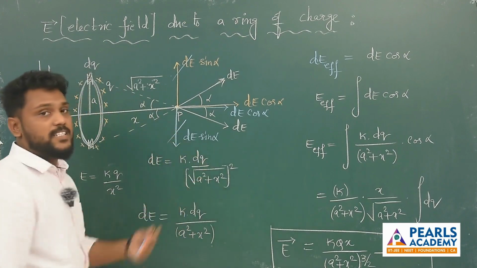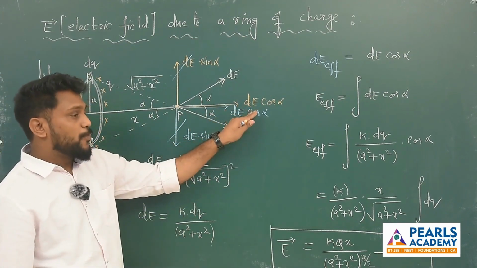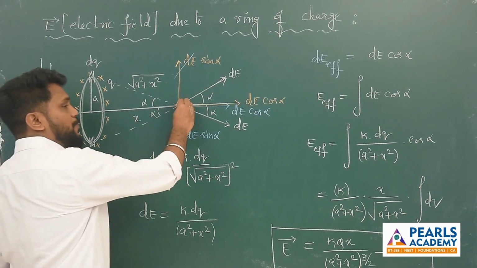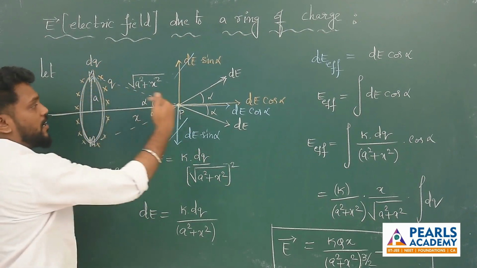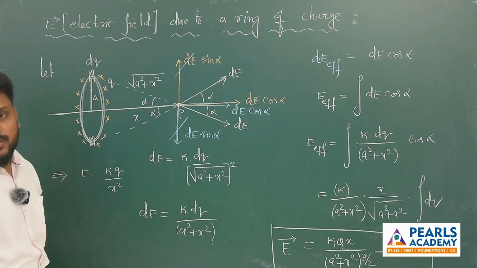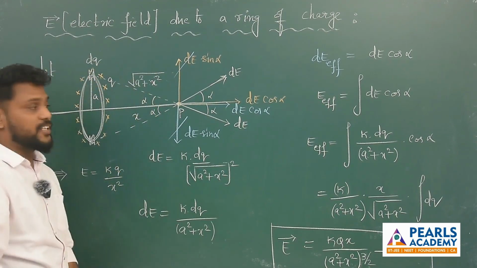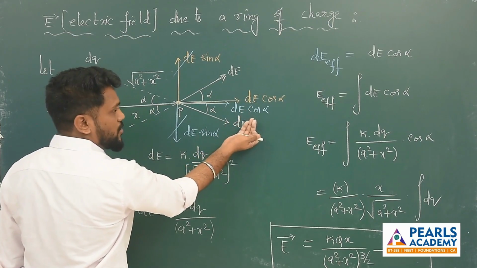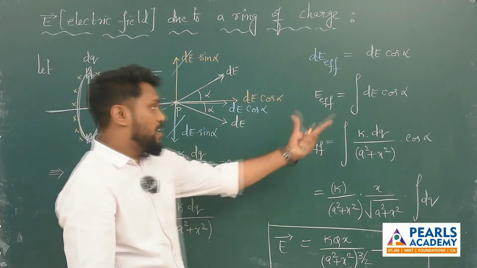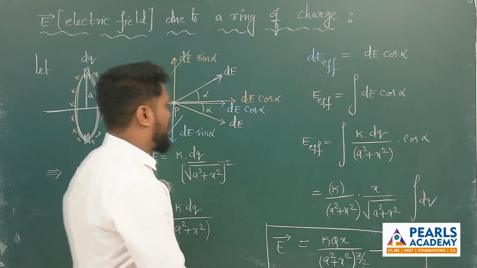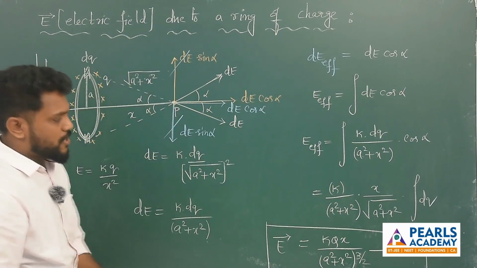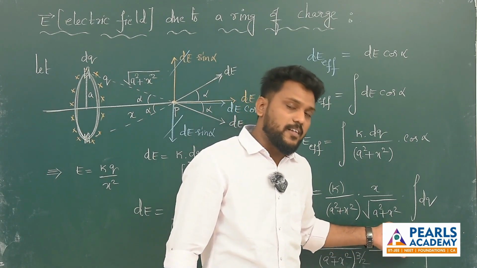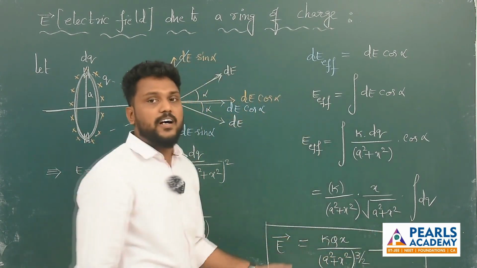If it is a negatively charged ring, the cos components will be acting towards the center of the ring, because the electric field at point P, if it is negatively charged, will be directed towards the dq, towards the position vector of the dq. So in that case, this dE cos alpha and this dE cos alpha, the total dE cos alpha components, will be acting towards the center. So the direction of the electric field, either towards the center or away from the center of this circular ring, will be decided by the charge on it.